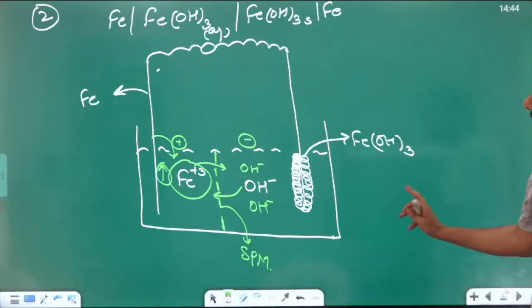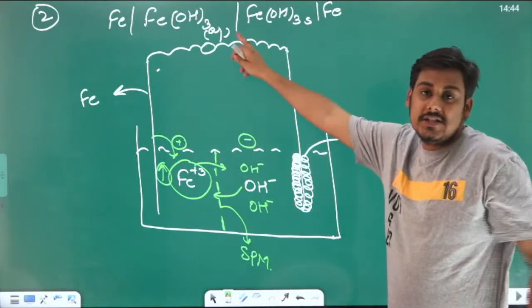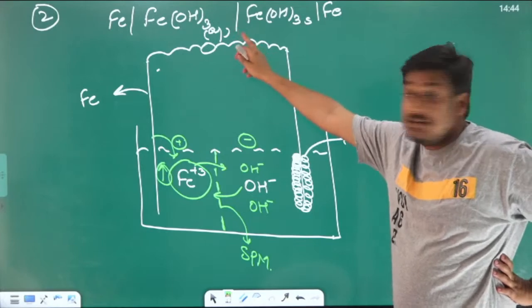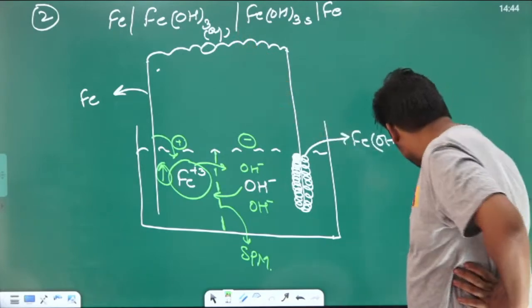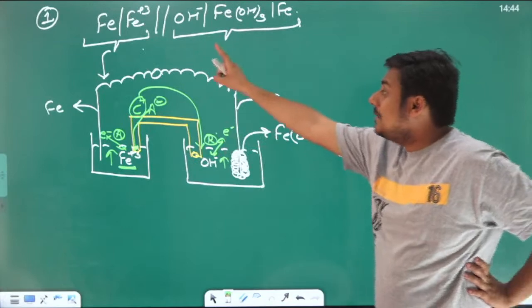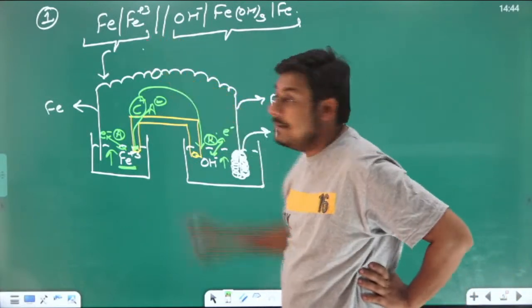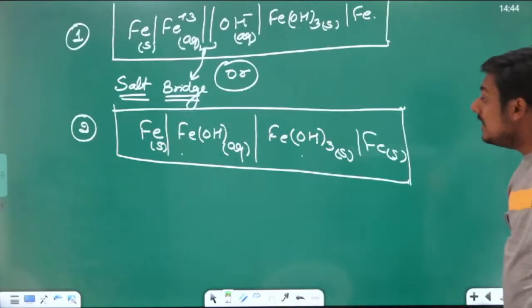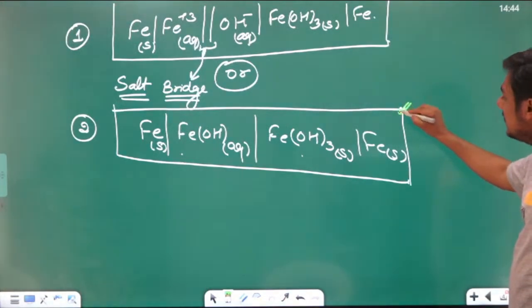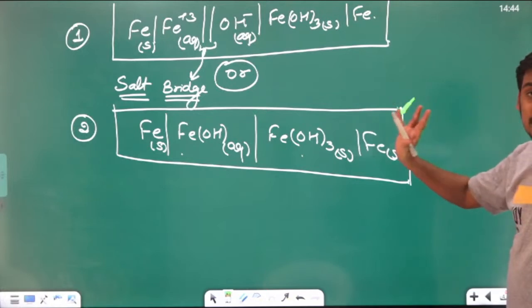So that's the only key difference. Here you will not see a cell with a salt bridge, but if there is a use of a salt bridge, the examiner will give you this type of representation. If the examiner has given you the second representation, now you know the meaning of these two representations.